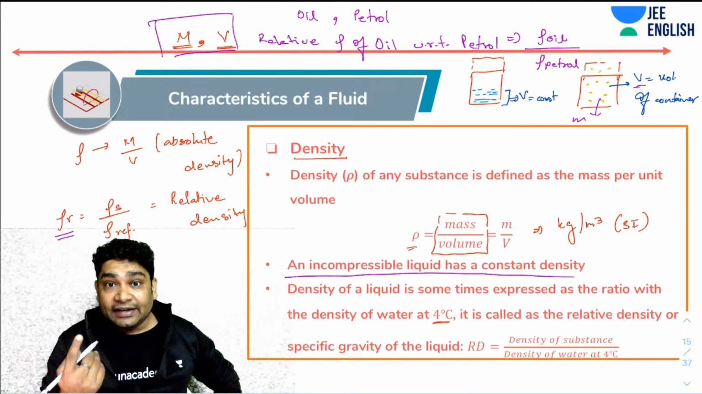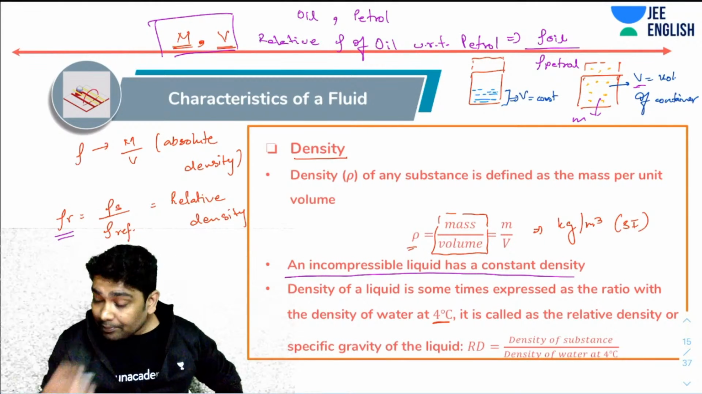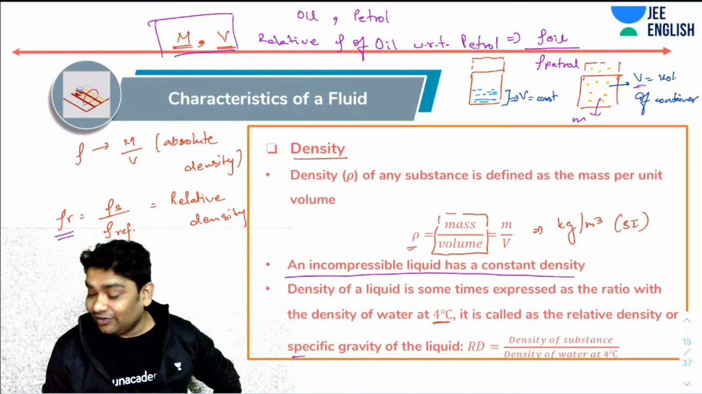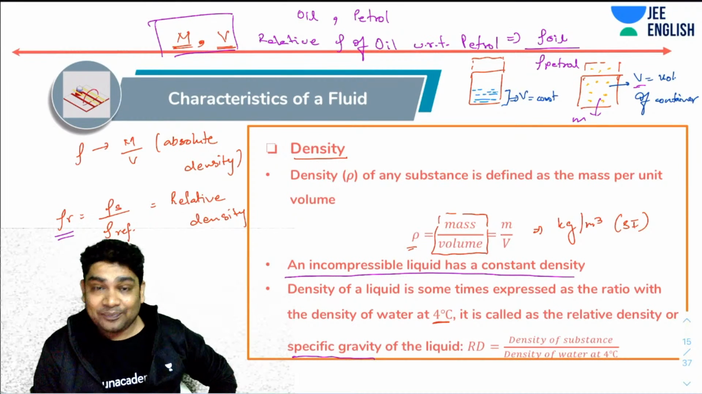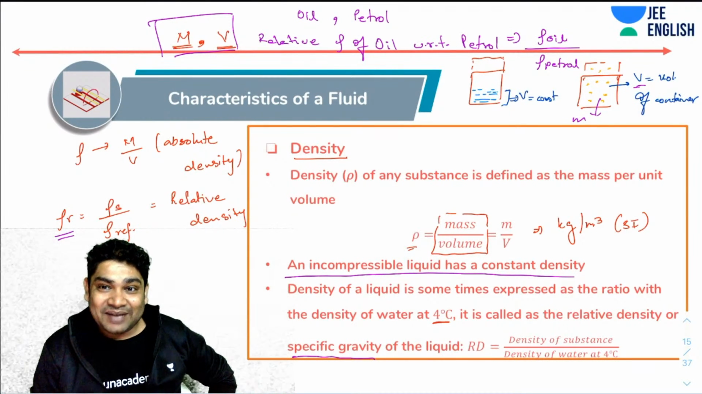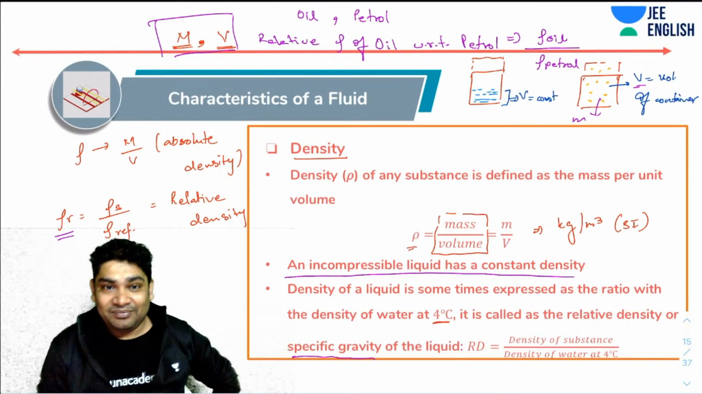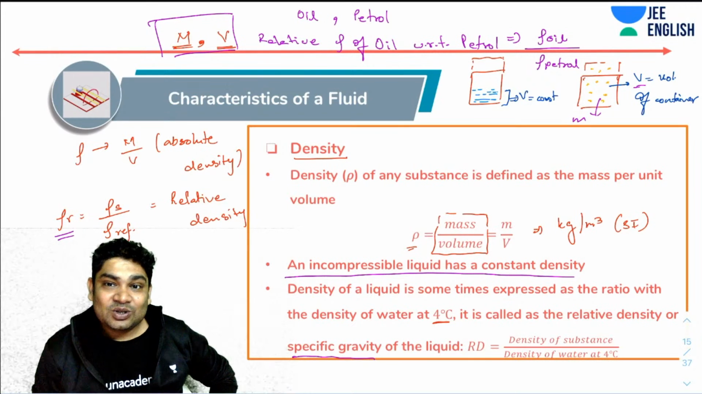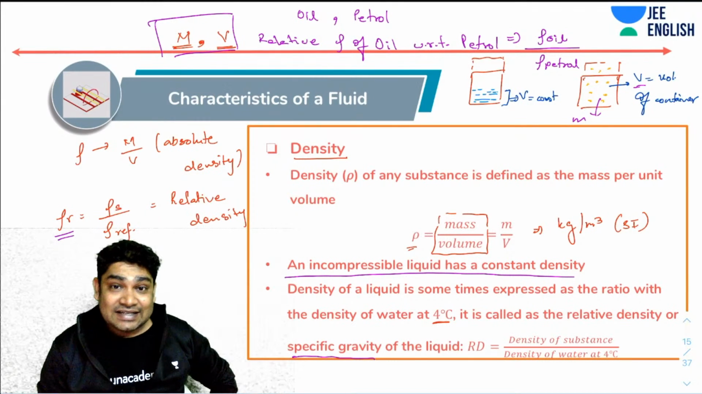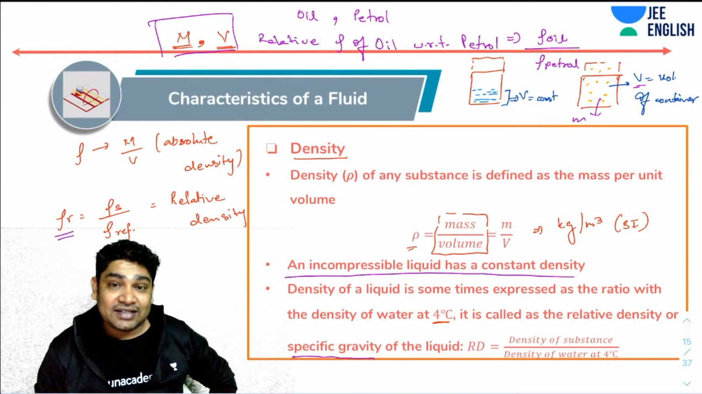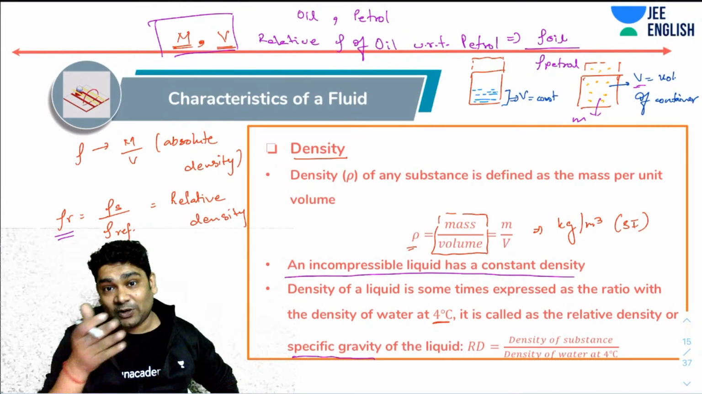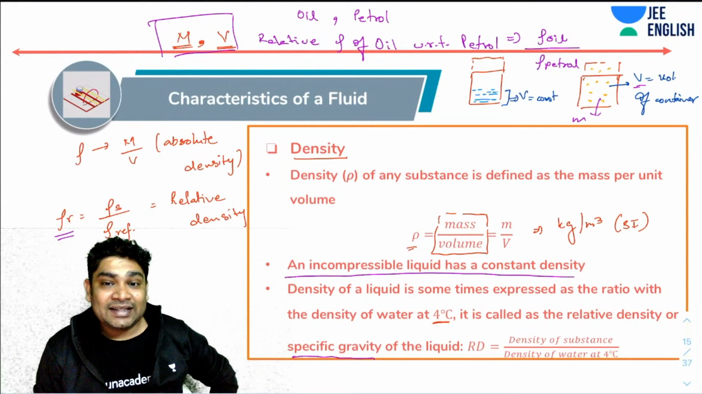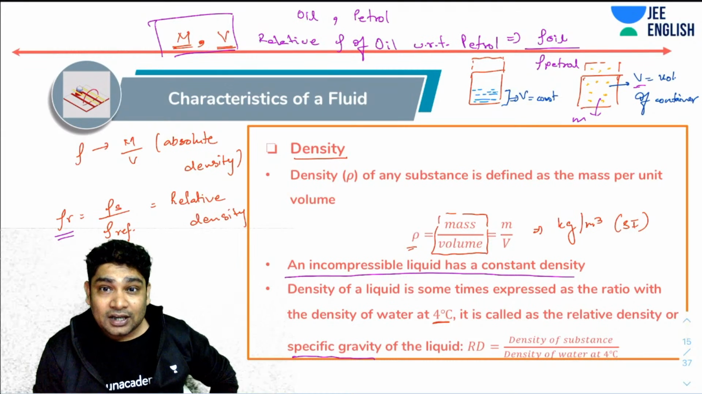Now, if I take the reference liquid as water, then it is also called specific gravity. Or sometimes we only tend to mean it with respect to water only. So please note, specific gravity is a special kind of relative density when the relative density is specified with respect to water's density. Then that is called specific gravity.